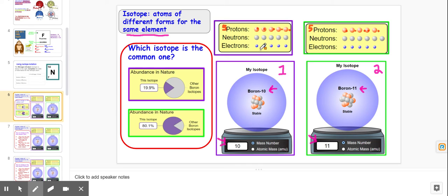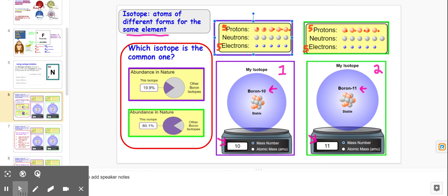If we look at electrons, 5 electrons and 5 electrons. So they have the same number of electrons. What about neutrons?